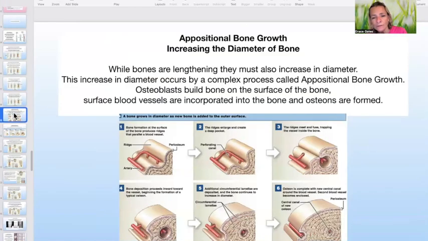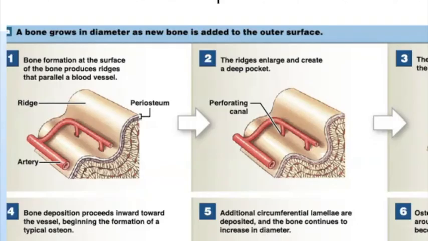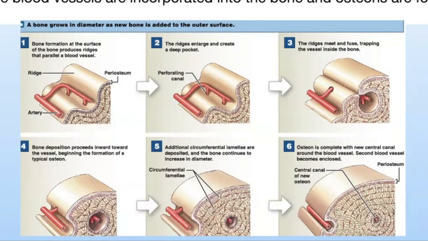While the bones are lengthening, they must also increase in diameter. Of course, otherwise you would have a very thin, skinny bone. This increase in diameter occurs by a complex process called appositional bone growth. Osteoblasts build bone on the surface of the bone, and then surface blood vessels are incorporated into the bone and osteons form. This is just a little aside on what's happening.